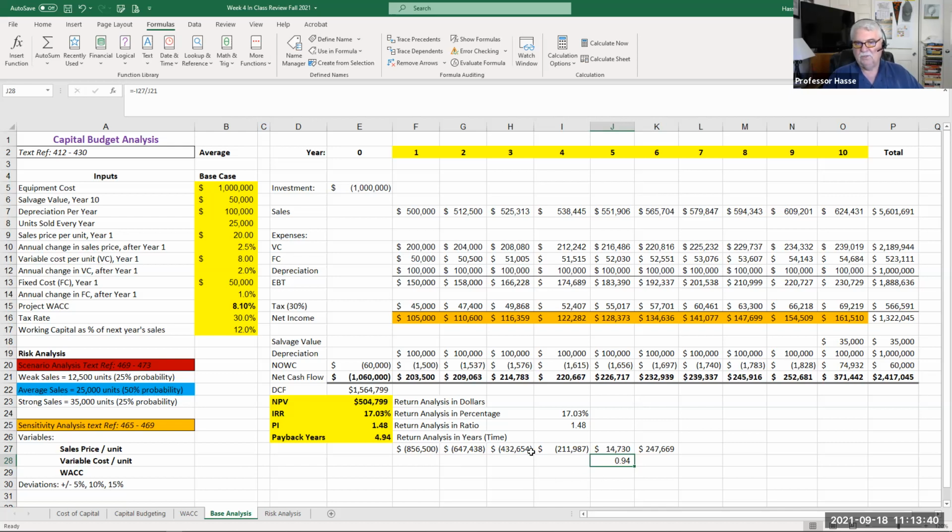1, 2, 3, 4.94 years. This is what chapters 9 and 10 are all about. Determining the net project cash flow and determining the return analysis in dollars, percent, ratio, and time. Four figures to determine the same return, just looking at it in dollars, a percentage, a ratio, and time.